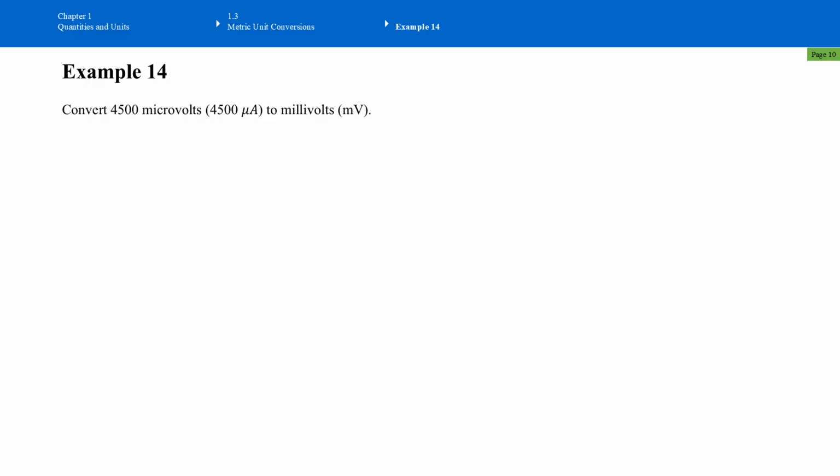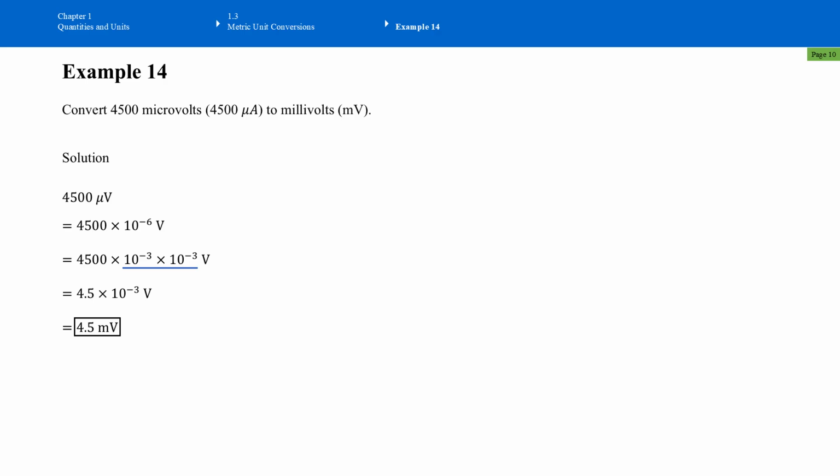Example 14. Convert 4,500 microvolts to millivolts. So first we write down the 4,500 microvolts and then convert the micro to 10 to the negative 6. So that's 4,500 times 10 to the negative 6 volts.